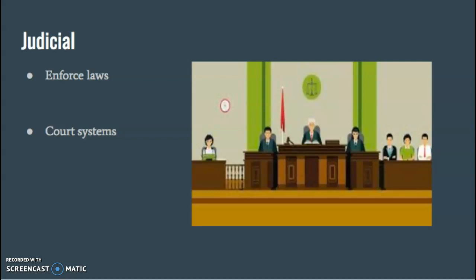So another part of the judicial branch are judges, and interpreting state laws, so they decide, again, whether something is breaking the law or not, or in violation of the Constitution or not. And they're also in charge of just protecting the rights of Americans.